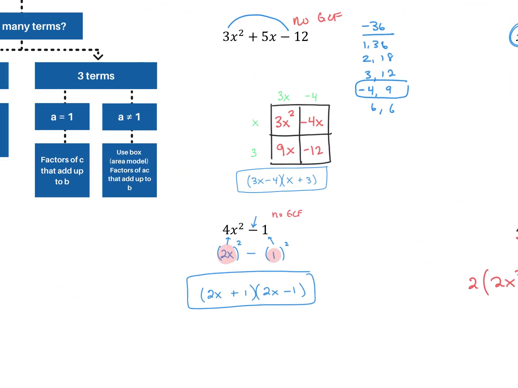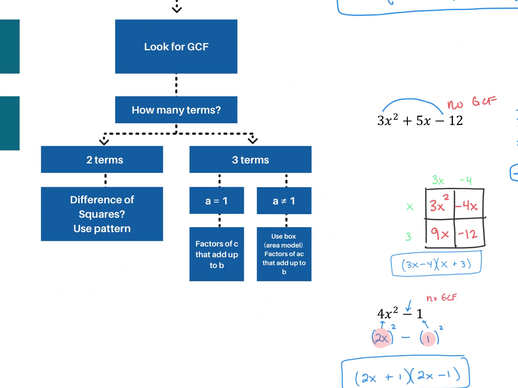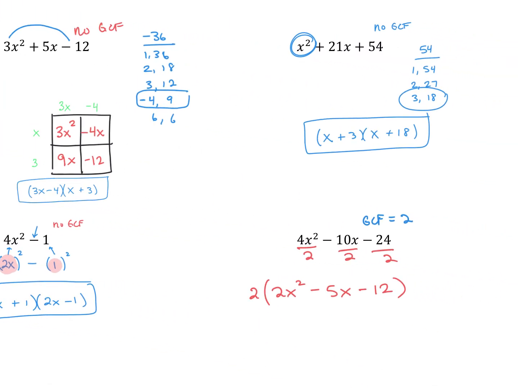So let's go back to, here's our process. We took out a GCF, and then how many terms do we have? So that was 3 terms. So we're over here in 3 terms. Either A equals 1 or A does not equal 1. So let's go back and look at 3 terms. Oh, here's our new A value. It's a 2. So A does not equal 1, which means we are going to factor with a box.